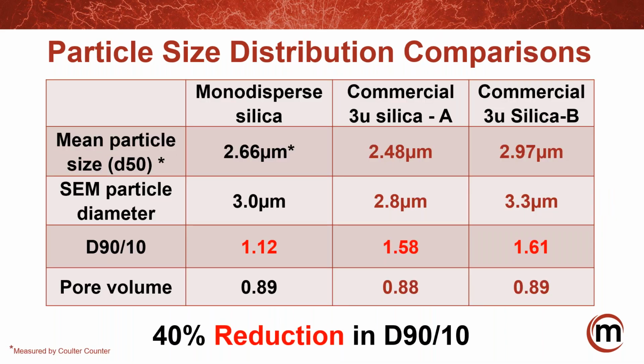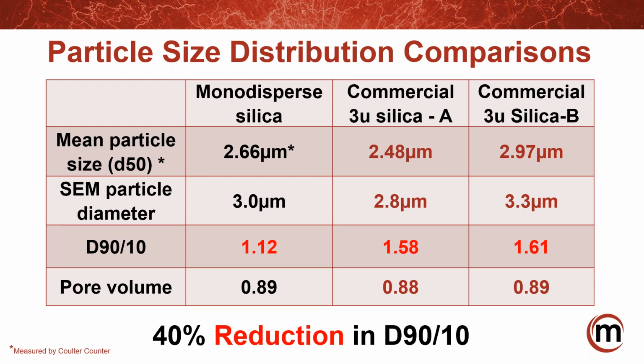So what we show in column A here, where the monodisperse silica, the mean particle size is approximately 2.66, although it depends on what technique you're using to measure that. And then you have commercial silicas that we showed on the previous slide at 2.48 and 2.97. You can use other means like the scanning electron microscope.